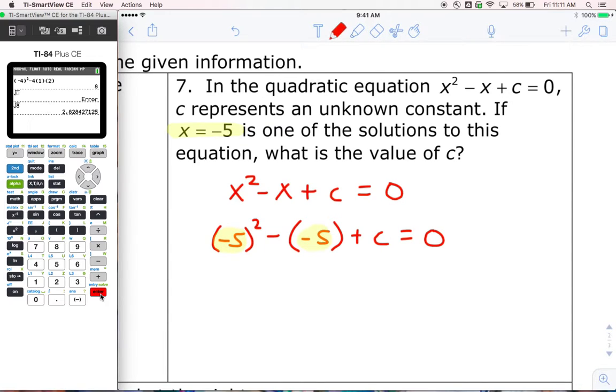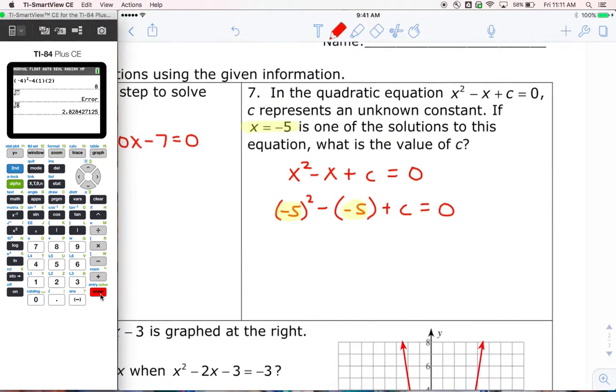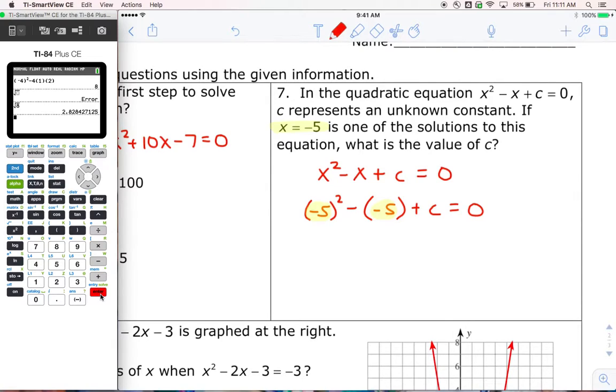Now, if you don't use parentheses, you will be wrong. This is the second question where that's true. If you don't use parentheses, you guys are going to get messed up. So use those parentheses. All right, now, still looks super weird, but we can clean it up some more. Negative 5 squared is positive 25. Negative times negative here is going to be a plus 5. Then we have plus c equals 0. Still kind of looks strange, but I see a 25 plus 5, so I can say 30 plus c is giving me 0.